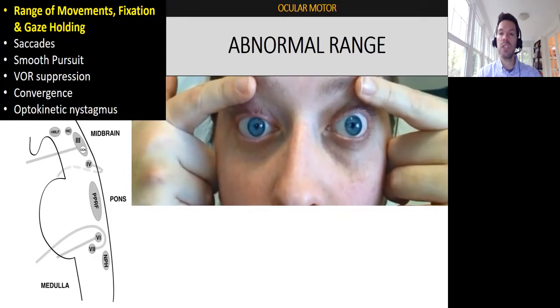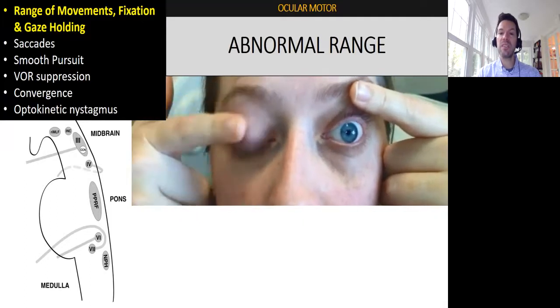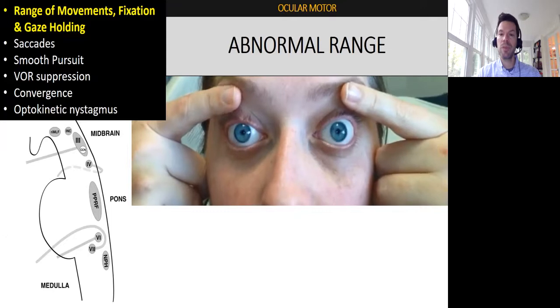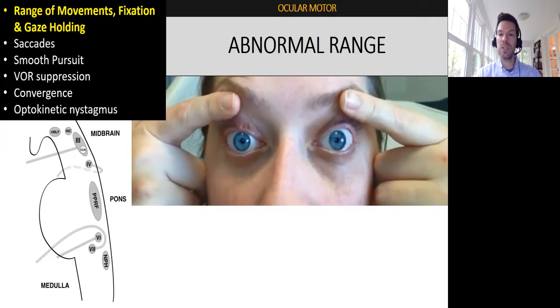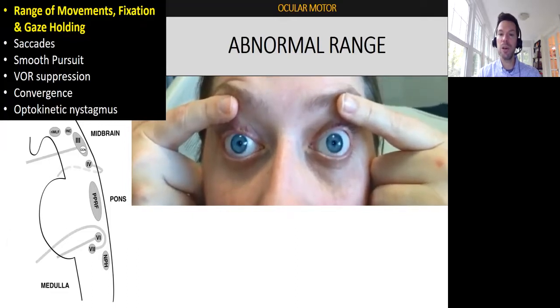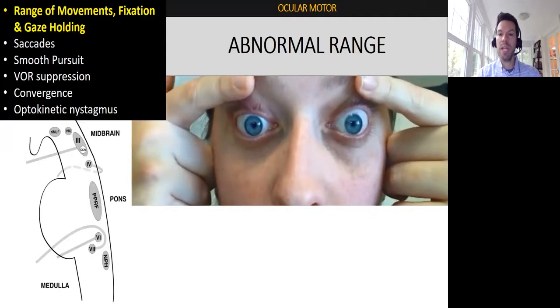Number one is that she's holding her eyelids up. She has severe ptosis. This is me asking her to make now vertical saccades and now horizontal saccades. The eyes aren't moving as far as they should. And as I continue to ask her to move the eyes, they're going slower and slower. They're fatiguing. So, an abnormal range of movements.